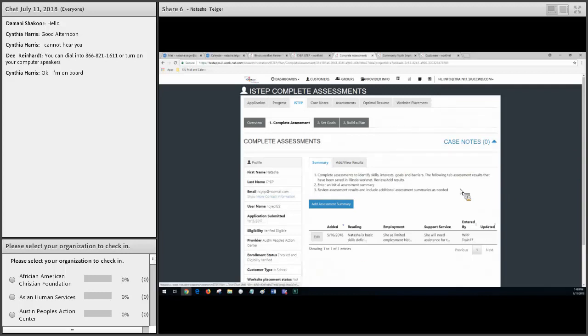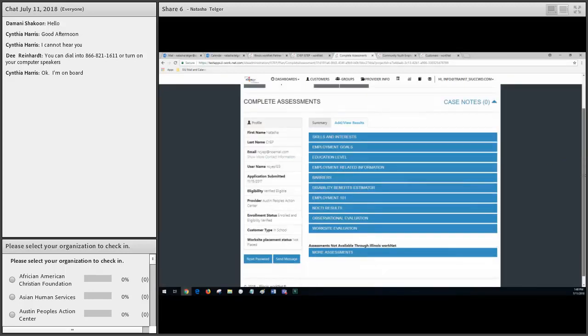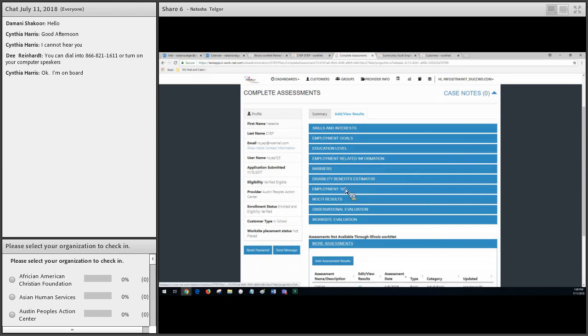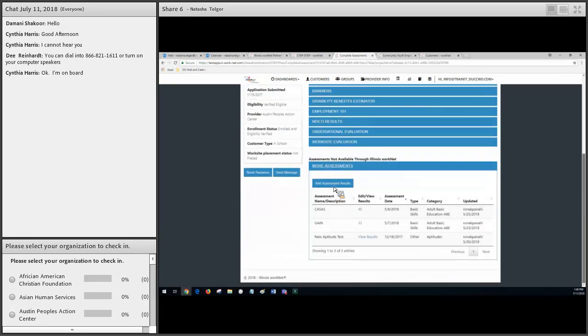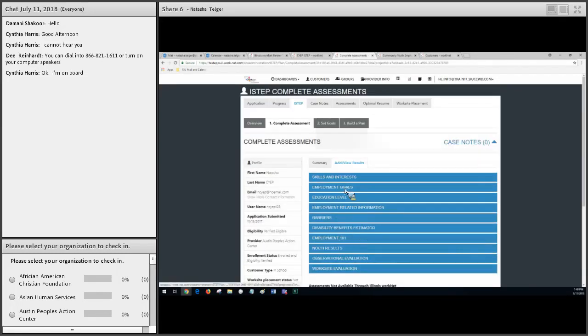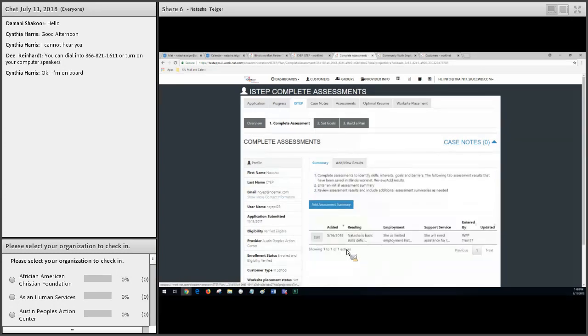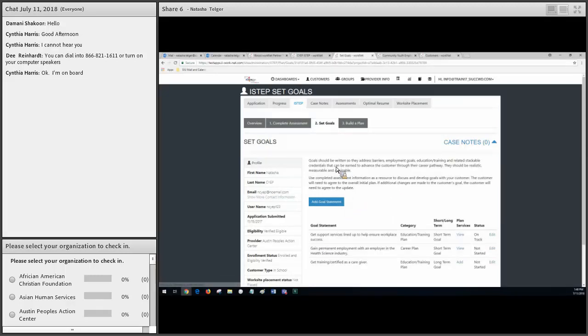And also one thing I forgot to mention, if you have an additional assessment that you use at your organization, you can add those results in here too. So that's an option for you. Okay, so we're going to assume that we assess the individual, we'll put together a summary, and then based on those assessments and what their needs are, we're going to put together a goal, okay?